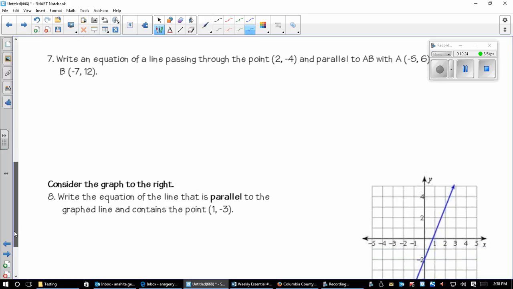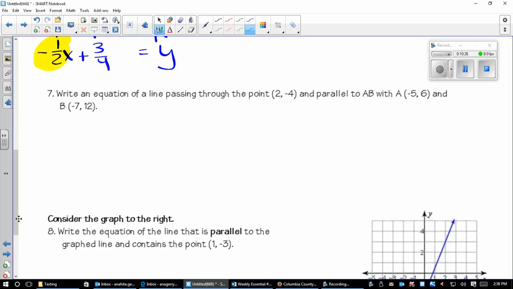Number 7. You want to write an equation of a line passing through the point 2, -4 and parallel to AB, which has the points -5, 6 and -7, 12. Y'all, this is the same thing as number 6. We just did this. But instead of giving me an equation where I need to figure out the slope, they give me 2 points where I need to figure out the slope. I'm going to use this in just a moment. But for now, I got to know what slope I'm working with. So I've got those 2 points right there.